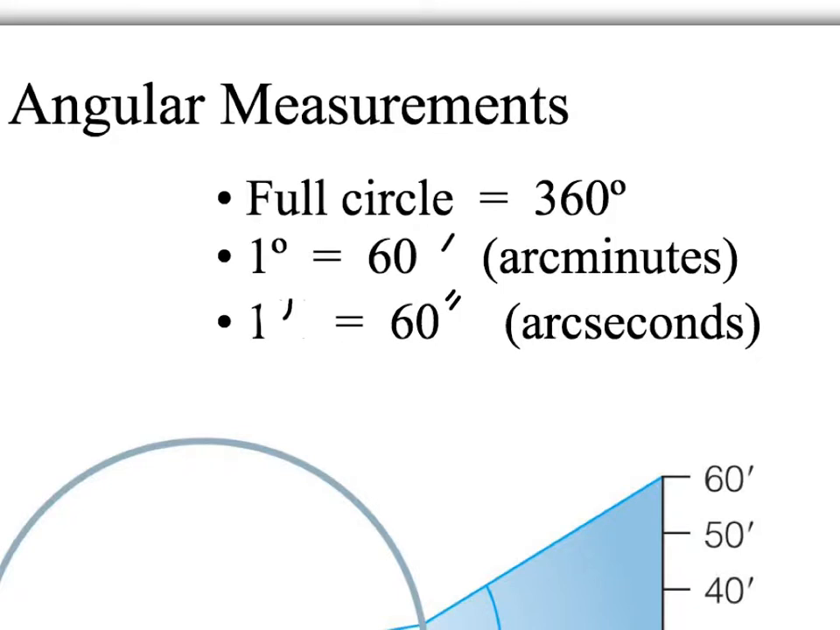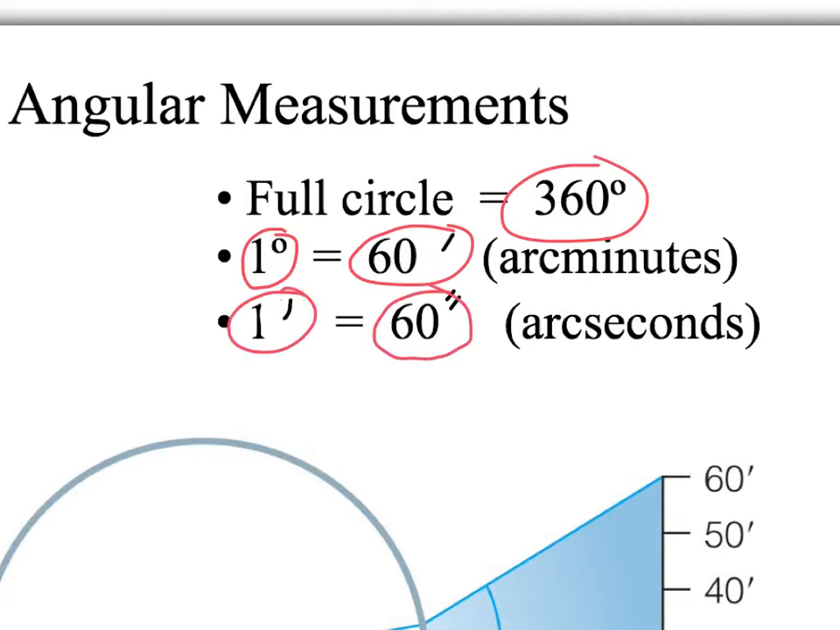So a little bit about angles. I don't have any math in this class, and some of my colleagues are like, how can you not do any math in astronomy? But just remember that a full circle is 360 degrees. If we're going to take 1 degree and chop it up, it would be 60 minutes. If we're going to take 1 minute and chop it up, it would be 60 seconds. So that's how that works.